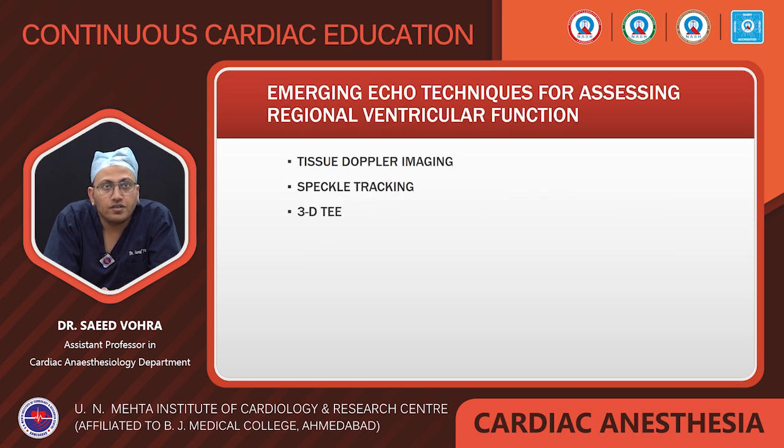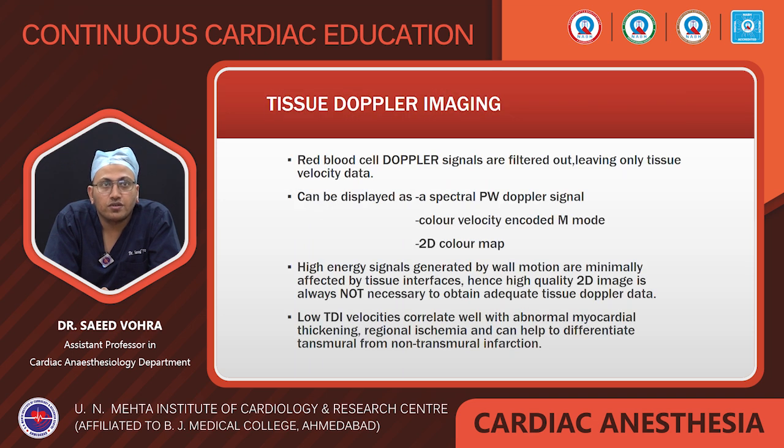Now, the emerging echo techniques for assessing regional ventricular function are tissue Doppler imaging, speckle tracking, and three-dimensional transesophageal echocardiography. In tissue Doppler imaging, the red blood cell Doppler signals are filtered out, leaving only the tissue velocity. It can be displayed either as a pulse wave Doppler signal, or as a color-encoded M mode, or as a 2D color map.